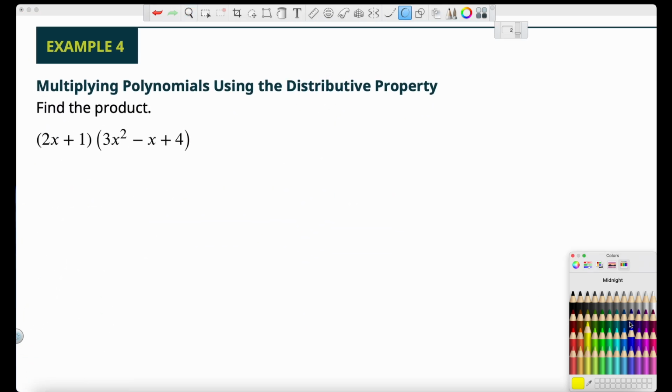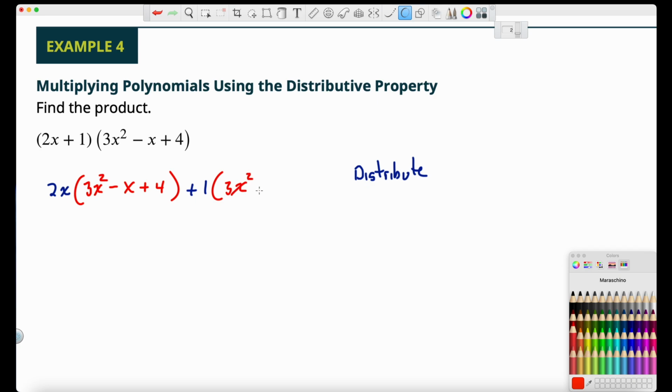Okay, let's multiply. So, multiplying polynomials using the distributive property. I have a binomial times this trinomial. We can distribute each term in the binomial to each term in the trinomial. So let's write 2x times, and now that's going to distribute into this whole trinomial, 3x squared minus x plus 4. And then the 1 times 3x squared minus x plus 4.